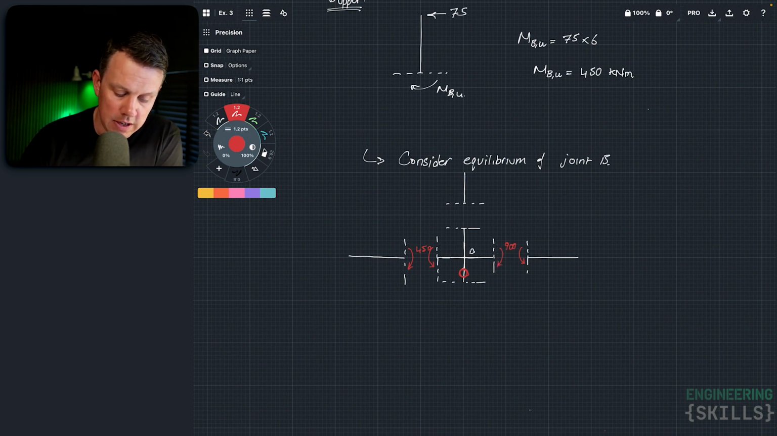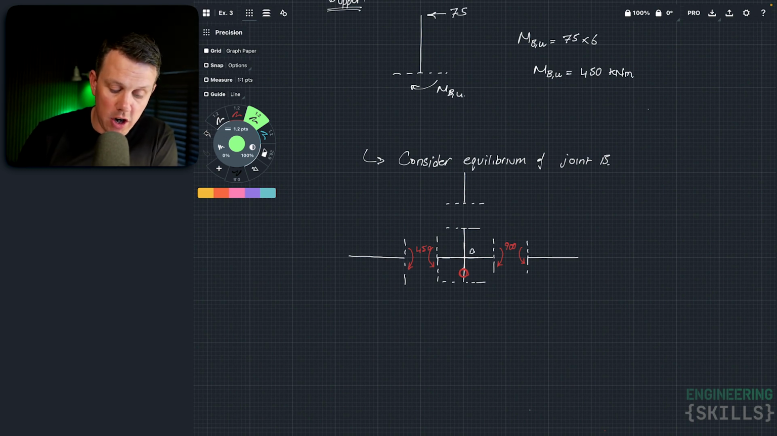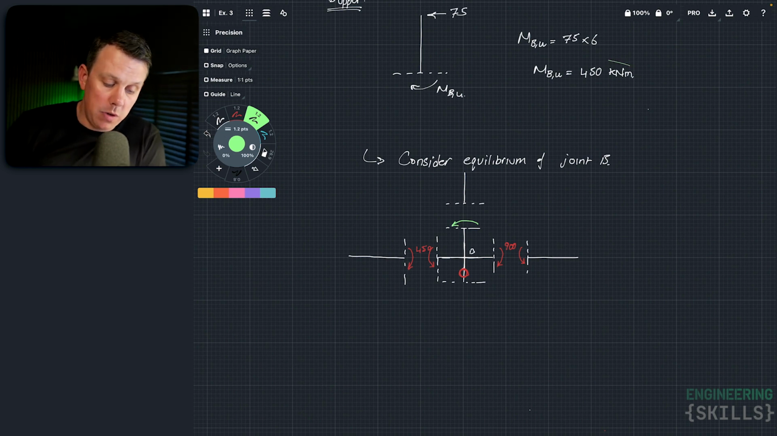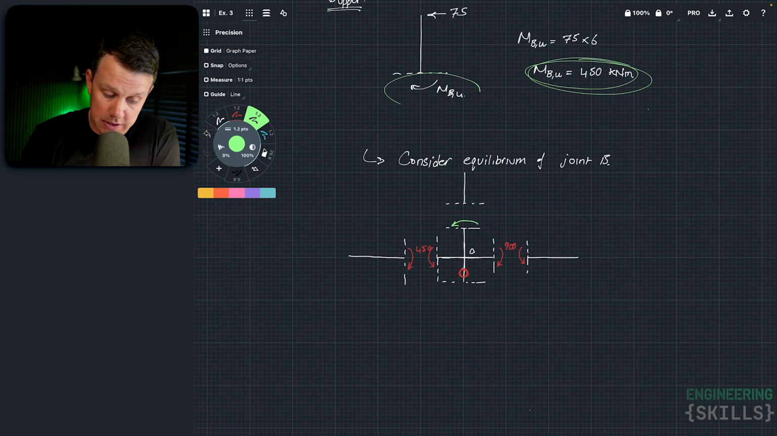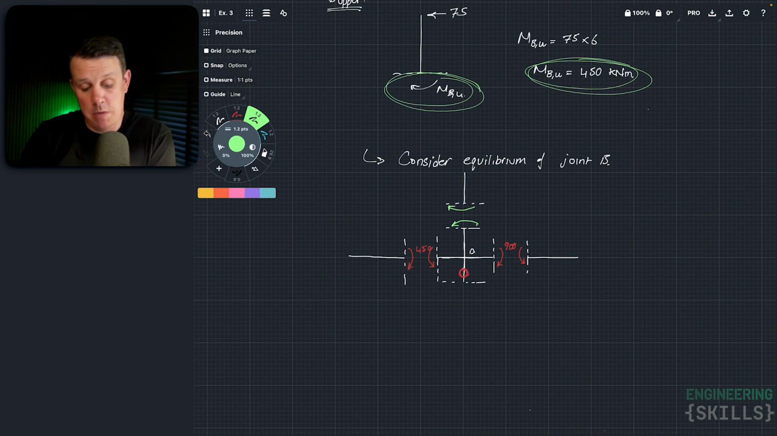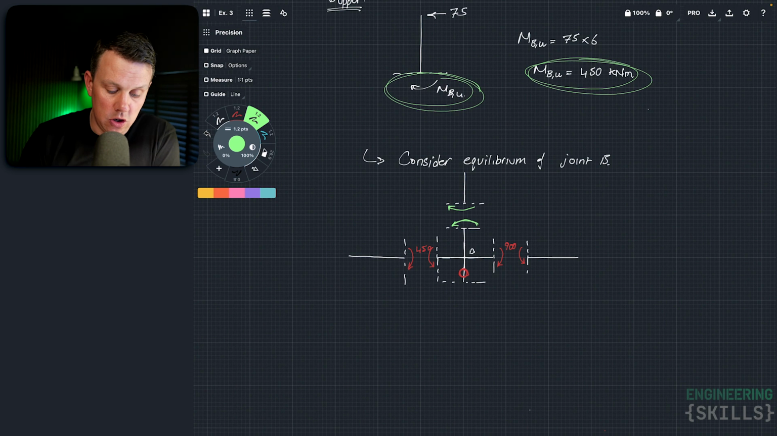And that was 900. Now for this joint to be in equilibrium, if we just focus in on joint B here, we've got 900 going clockwise, we have 450 going counterclockwise, and so we would need another 450 going counterclockwise here. And if we look at what we got when we evaluated MB upper, it was this guy here, which on the other side of the cut was going that way. That's what we evaluated, which means on the bottom side of the cut it goes as shown here, and it was indeed 450.